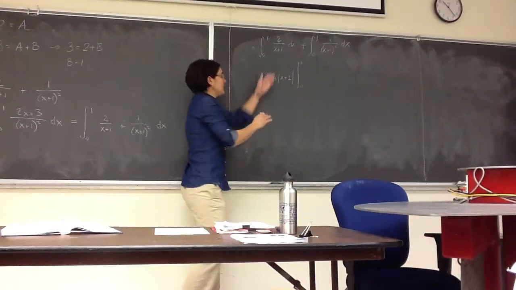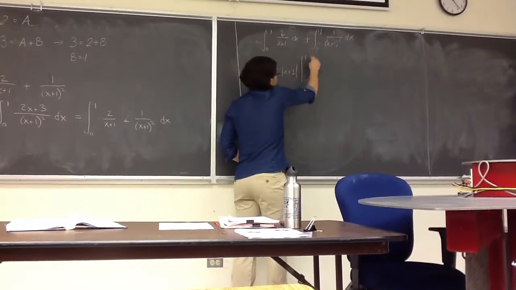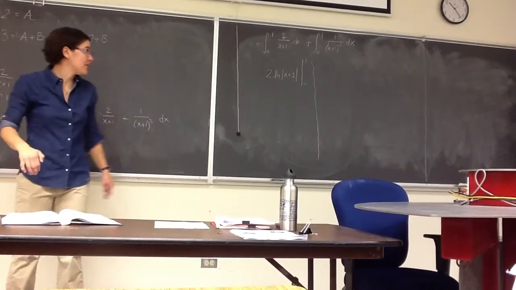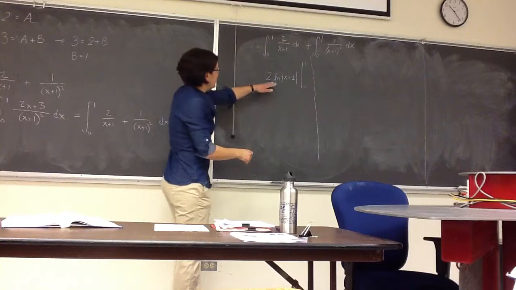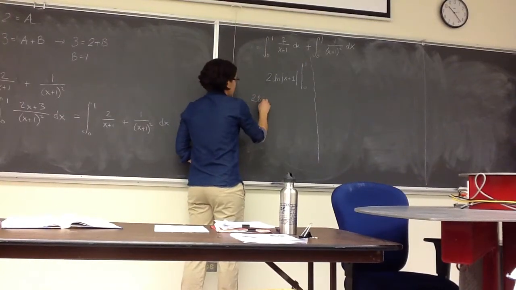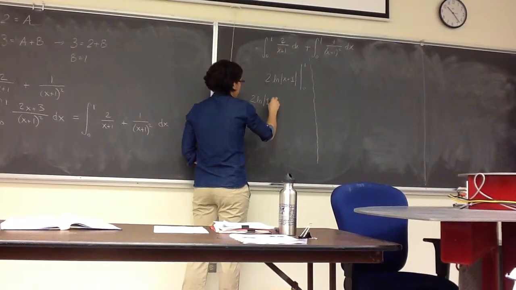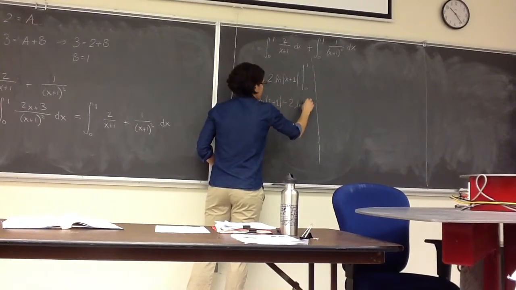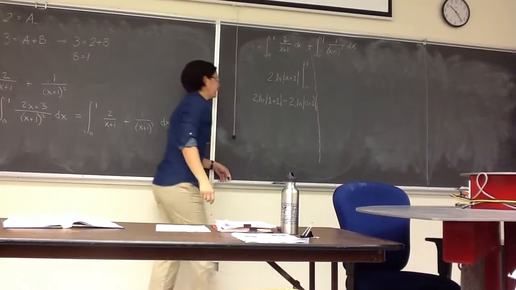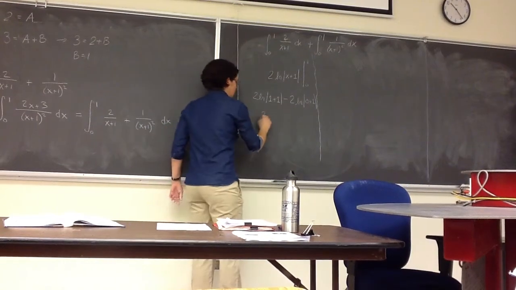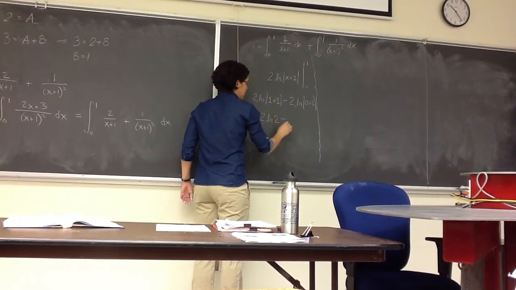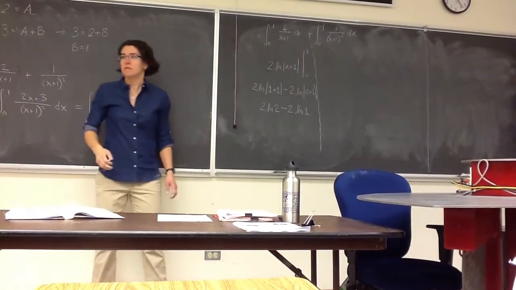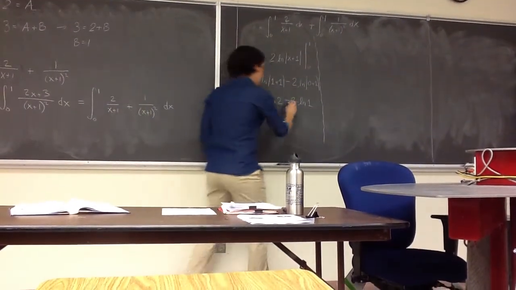So let's go ahead and continue evaluating this part, and then we'll focus on the next part. I'm just going to put a big line down the middle and eventually add my final values. So on this one, we've got 2 times the natural log of the absolute value of 1 plus 1, minus 2 times the natural log of 0 plus 1. So we've got 2 times the natural log of 2 minus 2 times the natural log of 1. Natural log of 1 is 0.